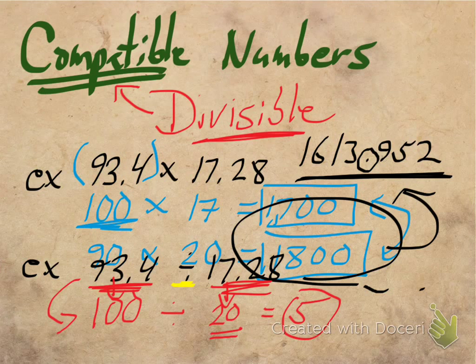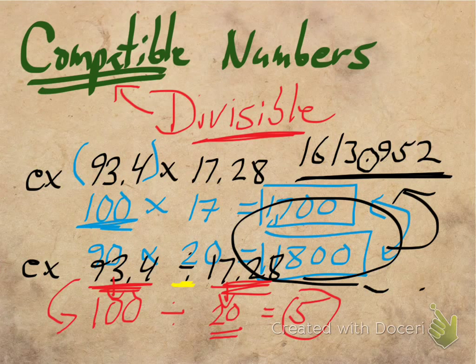By picking compatible numbers that are easy to work with, we're going to get quick estimates. They may not be super close, but they're going to be close enough to catch any mistakes that we make. And more importantly, it's only going to take a little bit of time, just a few seconds, especially if we write it down, a few seconds to make sure that we have something that will catch a mistake. All right, so that's the idea of compatible numbers.